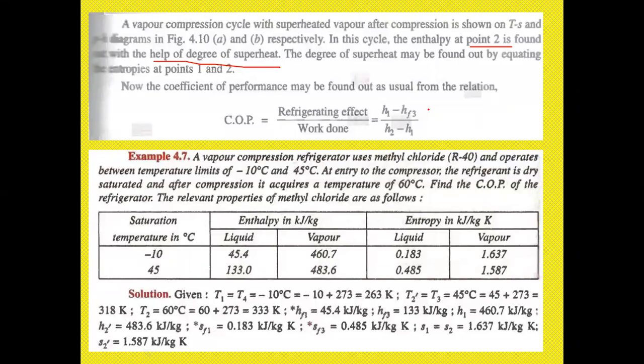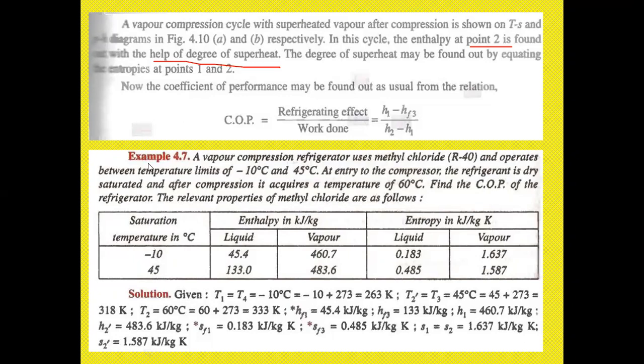Now we'll do some examples based upon this superheated vapor compression cycle, right? 325 is present as of now. So how many students were present in the last class? The class that happened earlier, Murali sir's class. Just message me how many people have attended in that class.